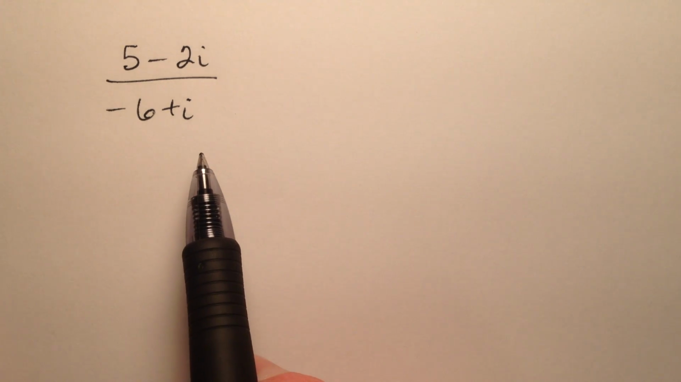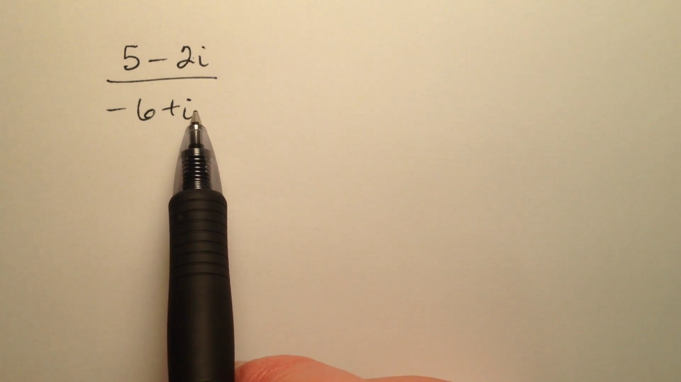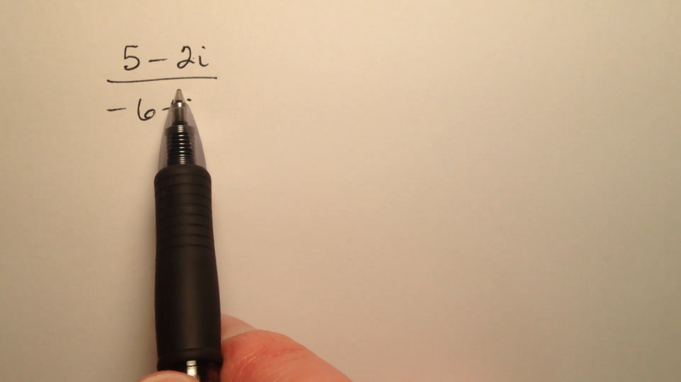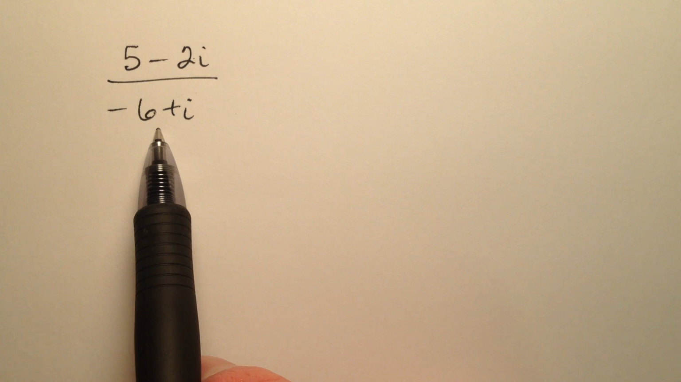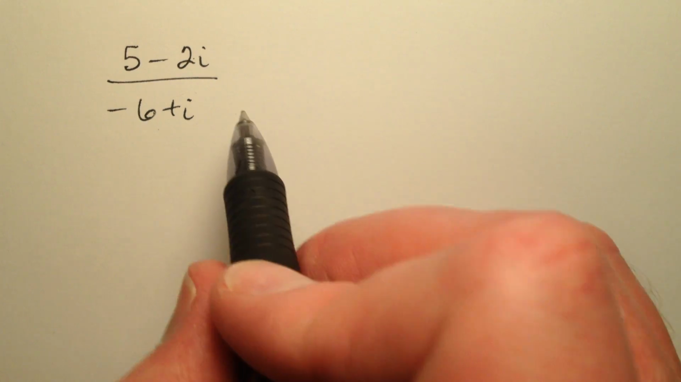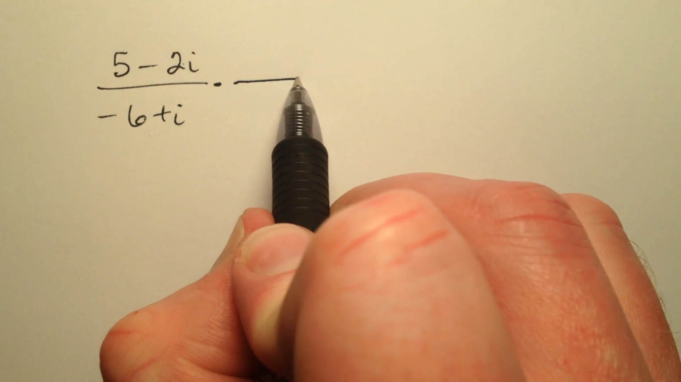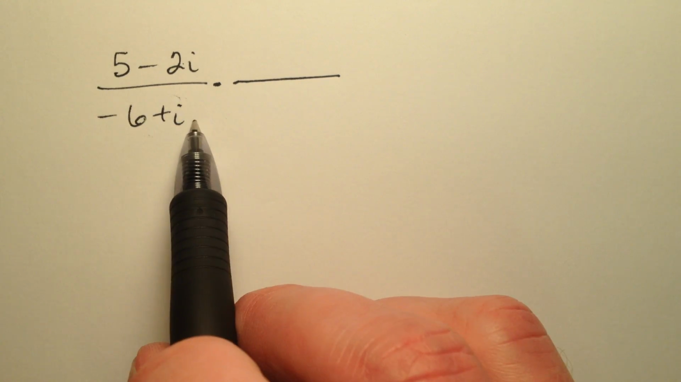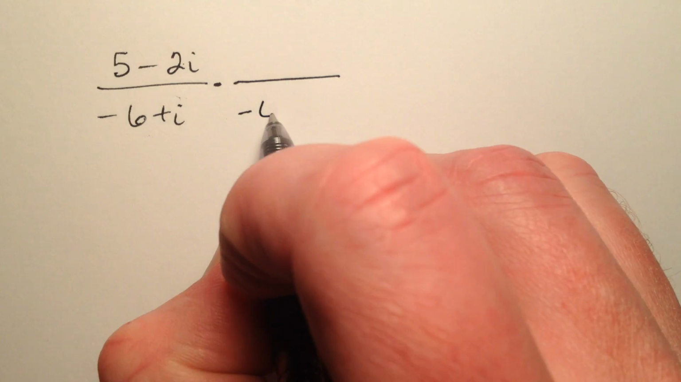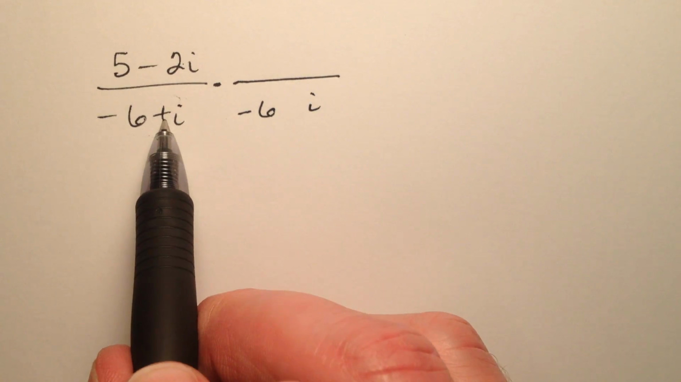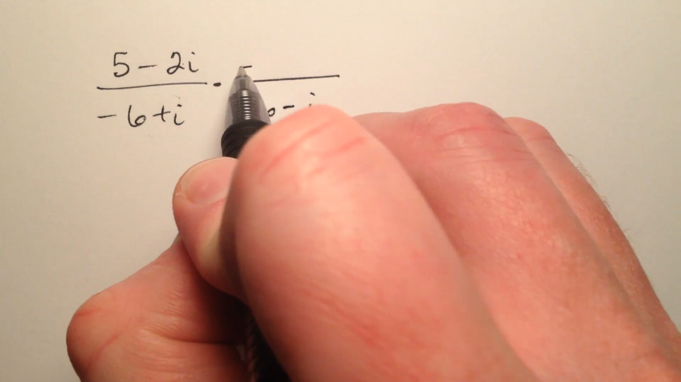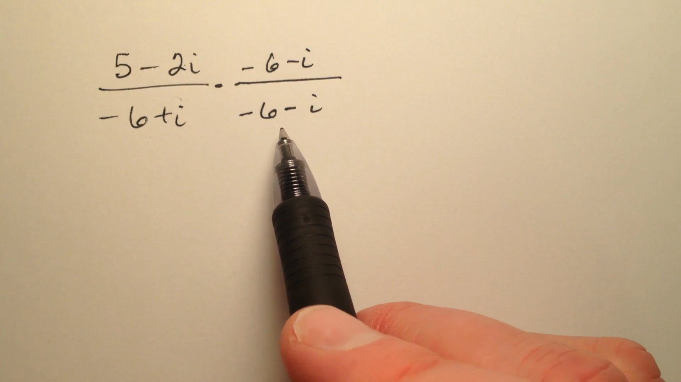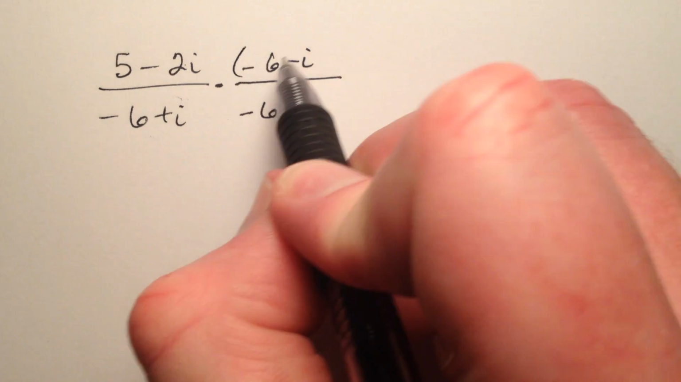Here I have this fractional expression where I have complex numbers in both the numerator and the denominator, but I can't have an i in the denominator, so I have to do my process of rationalizing my denominator. So I'm going to multiply the top and the bottom by this complex conjugate, so I have -6 and i, but instead of a plus sign, I have a minus sign. So I'm going to multiply the top and bottom of this expression by -6 minus i.